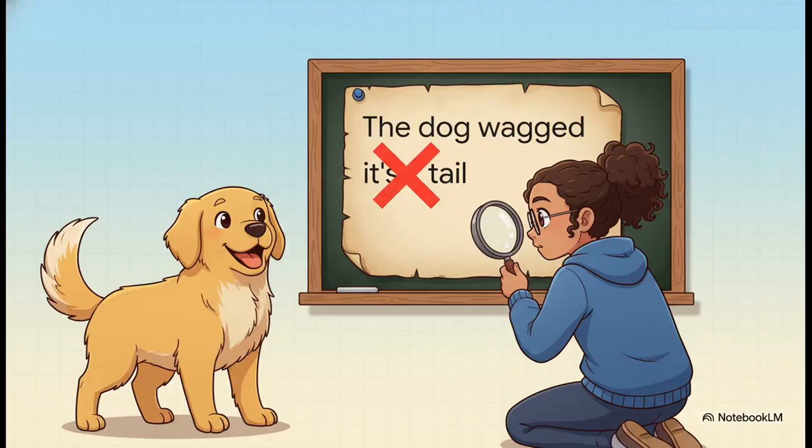You've probably seen a sentence like this a million times. The dog wagged its tail. I mean, it kind of looks right, doesn't it? But surprise, it's actually wrong. So let's break down exactly why so you can spot this mistake and fix it like a pro.